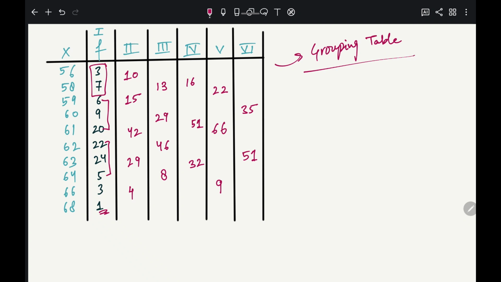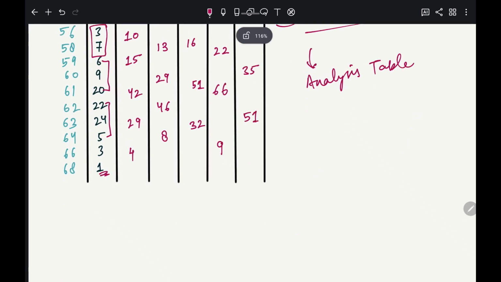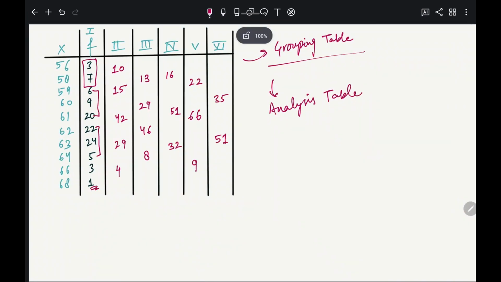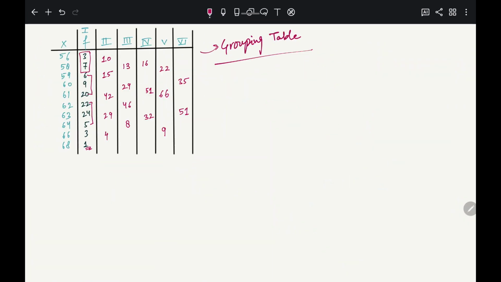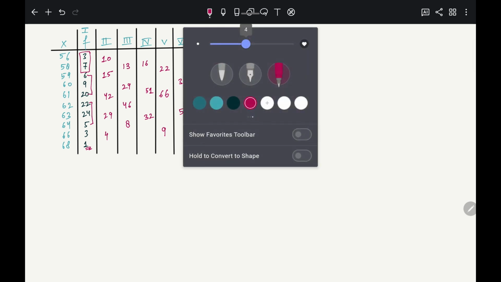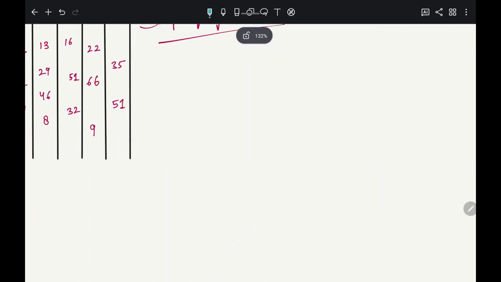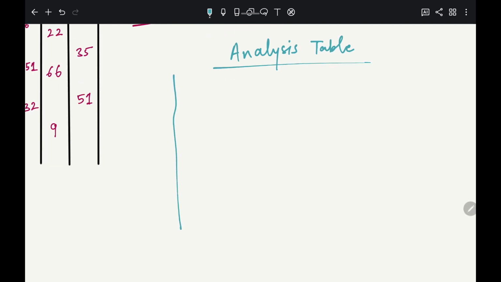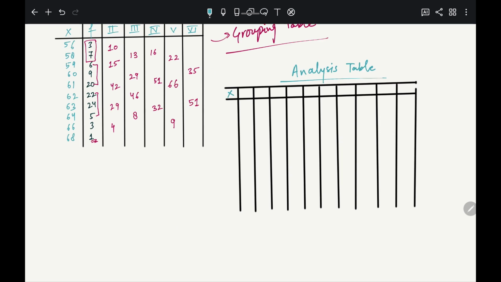For the grouping method, we have to make a grouping table and then we have to make an analysis table. So now let's make our analysis table. Let's make it here. On this side, we will write our x in this column.